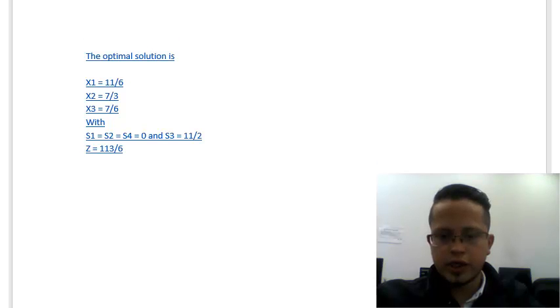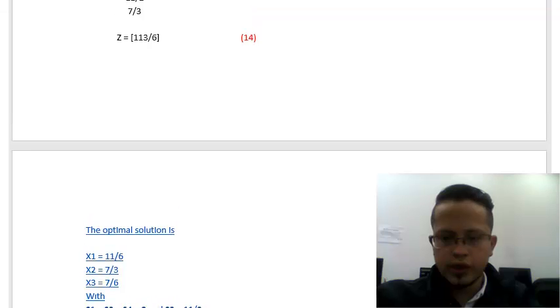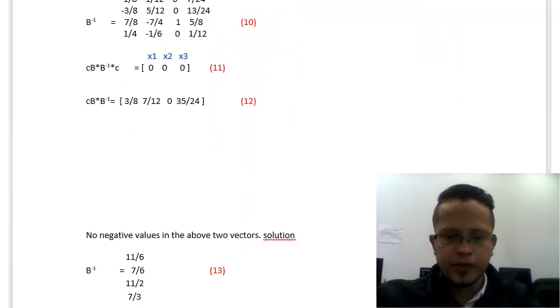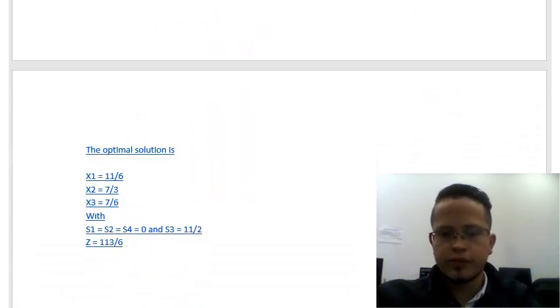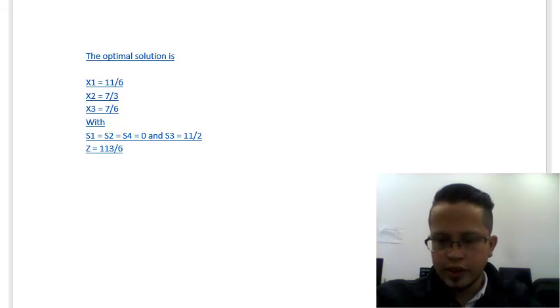So that's my new CB. I will do the calculation again, and when I get to this point, I notice that there are no negative values in here, so this solution is the optimal solution. I will calculate the right-hand side values and will calculate the C value, and those are the optimal solution that I will report for this problem. The optimal solution is written in here.